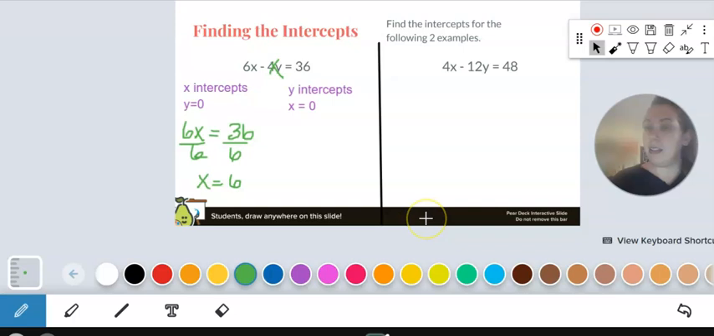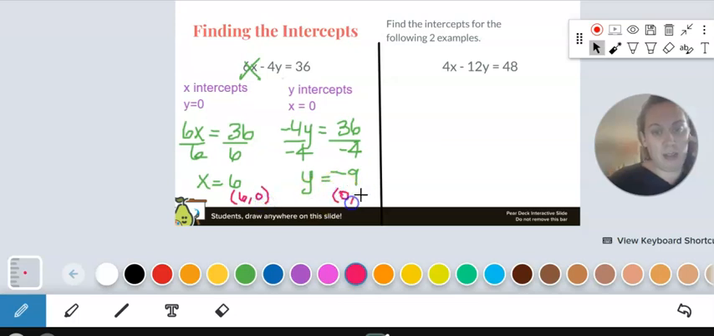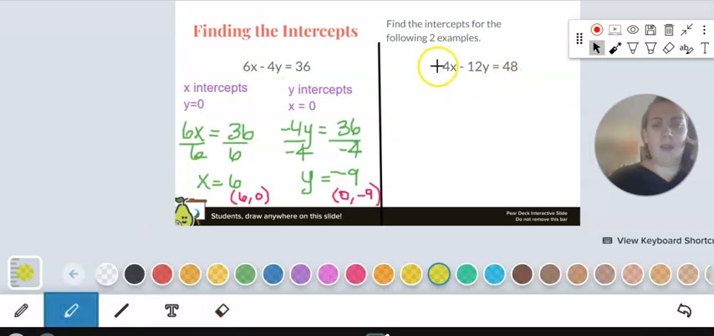There's our x-intercept. Done. On the right, if we set x equal to 0, this will cancel out. 6 times 0 is 0. So we're just left with negative 4y equals 36. Divide both sides by that negative 4. So we just have y equals 36 divided by negative 4 is a negative 9. So our 2 points are 6, 0 and 0, negative 9. That's our x and our y-intercept. I'm going to leave this one over on the right blank. I want you to try this one on your own.